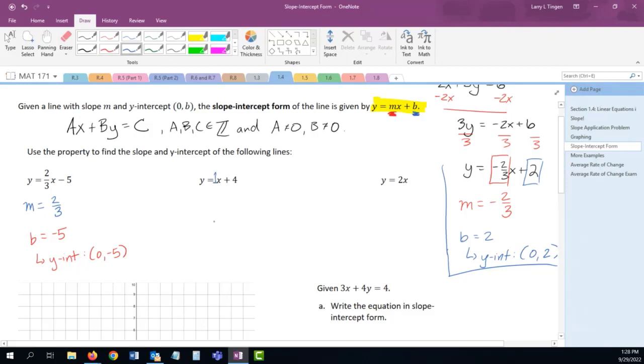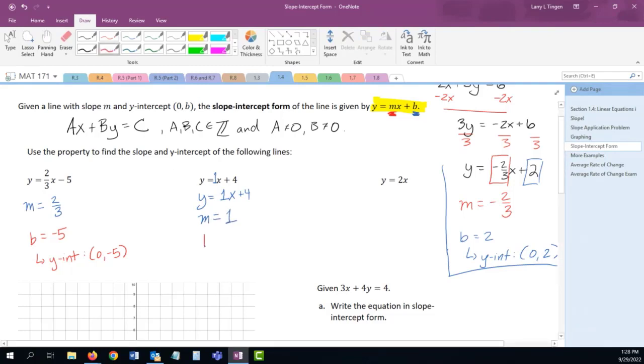If you have a variable sitting by itself, there's an understood coefficient of 1 sitting there. It's also sitting over here in front of the y, but we just don't care. Now, what's the slope? Well, the slope is the coefficient of x. The coefficient of x is 1.